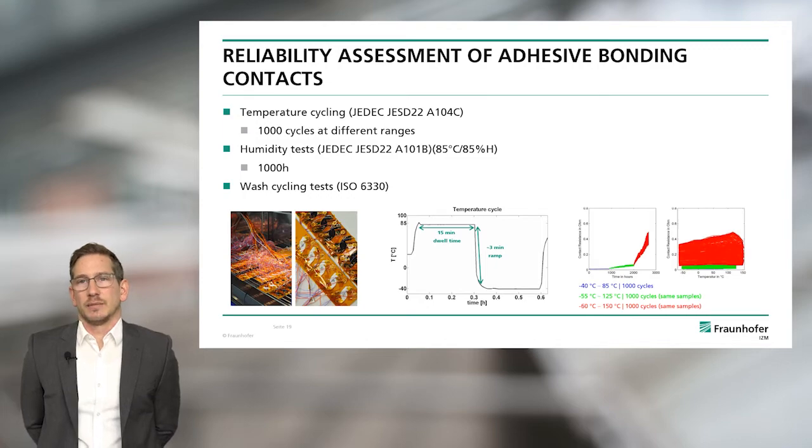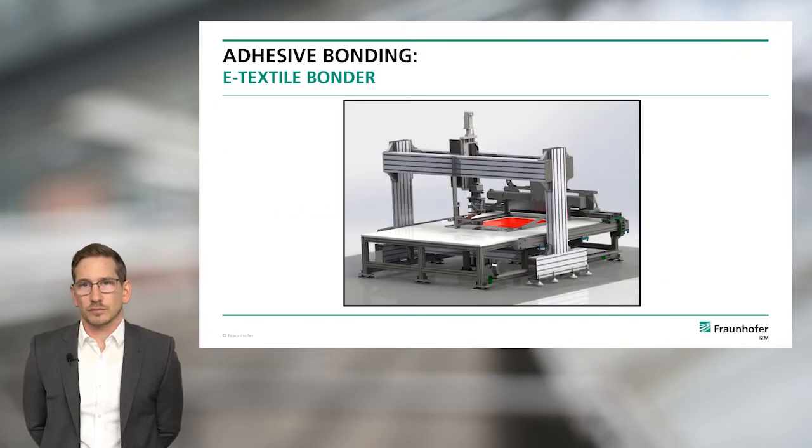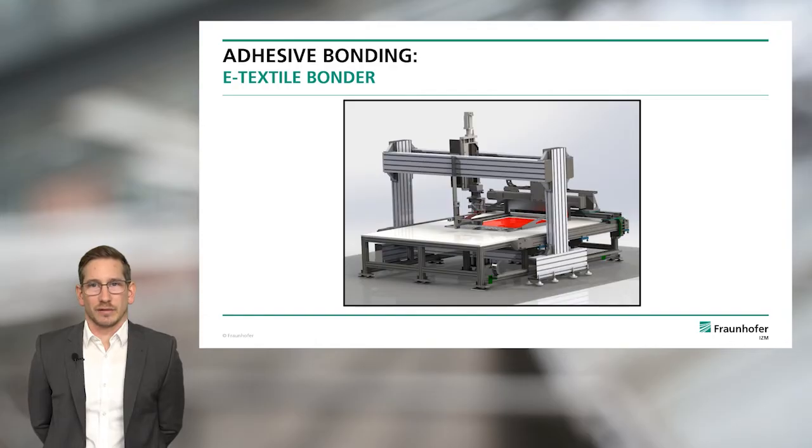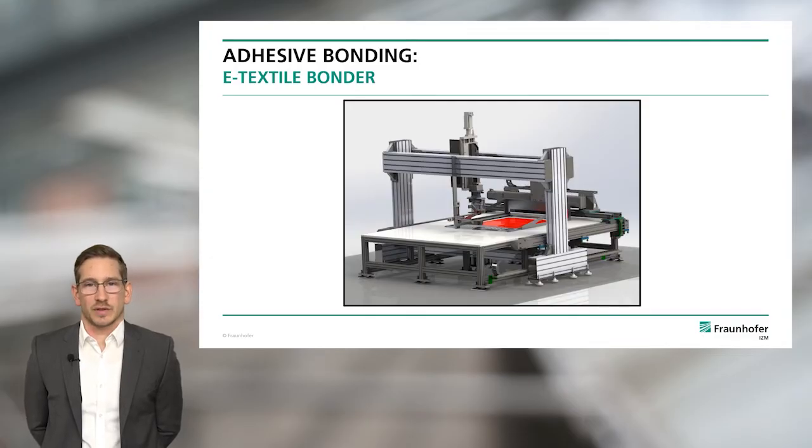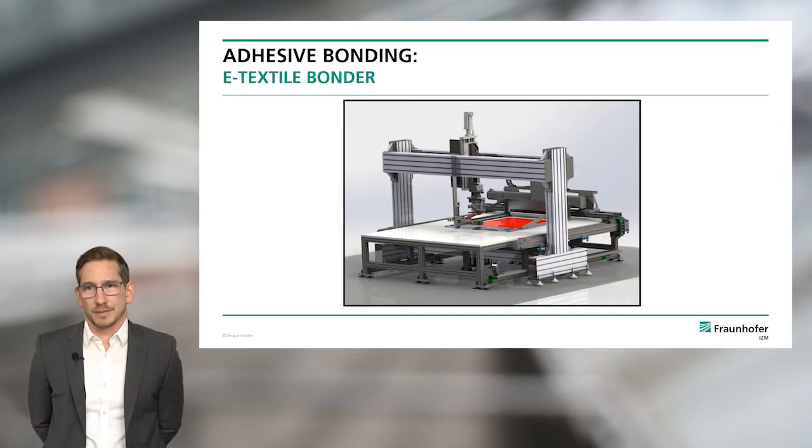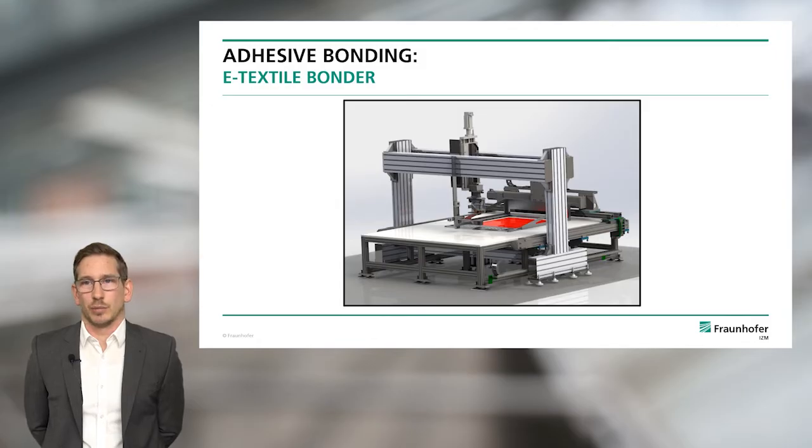Okay, but as we think the technology is very reliable and is a very good option for electronic textiles, we decided to take the first step into industrializing it, and that's why we built a big machine to be able to handle bigger substrates than you can usually handle in microelectronic flip chip bonding machines. We call it the E-TEXTILE bonder. And I will now introduce the machine a little bit.